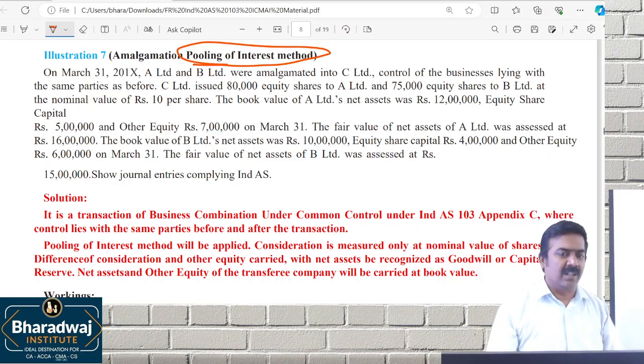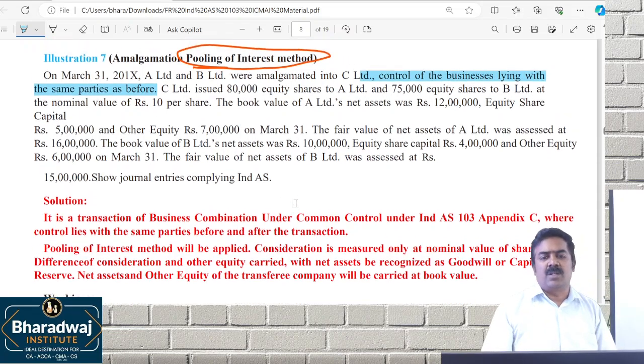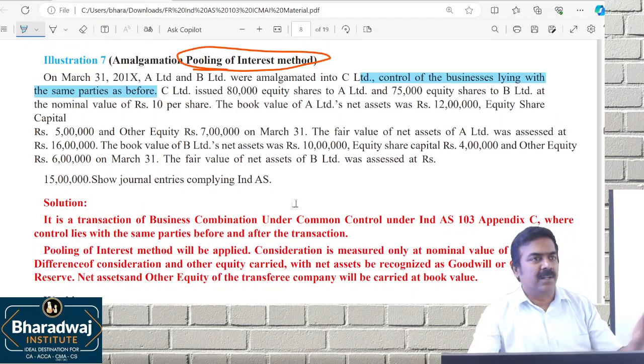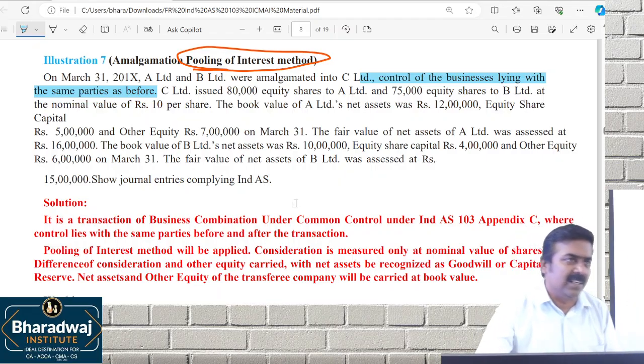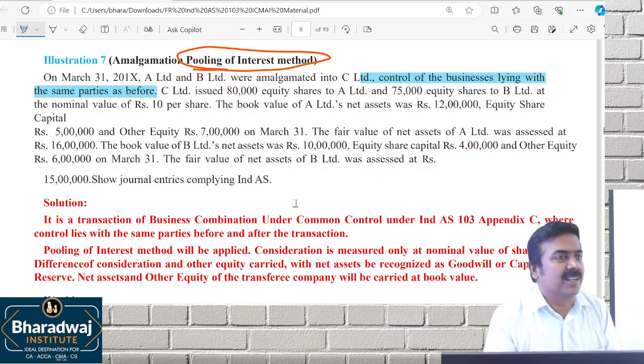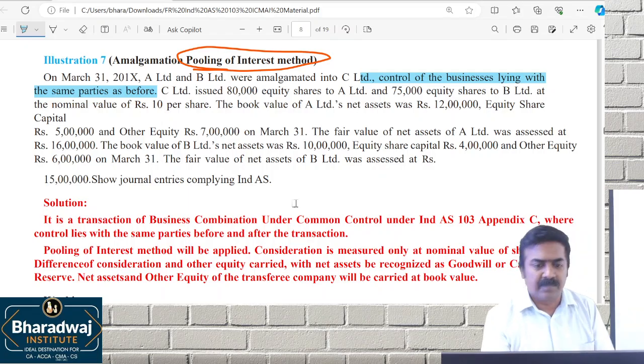That is AS 14. Now coming to Ind AS 103, when should the pooling of interest method be followed? When control of the businesses lies with the same parties as before. After amalgamation, B Limited shareholders will manage the business, and the control is with them. Here you have to apply which method? Pooling of interest method. I request you to take notes, then let us continue.